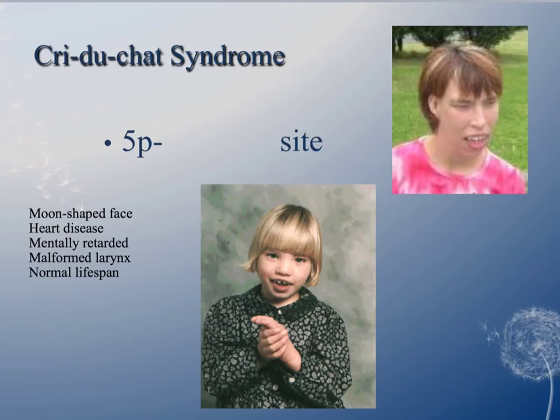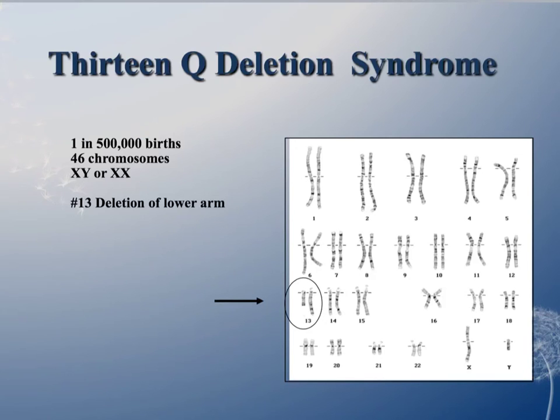Cri-du-chat Syndrome is actually a deletion of a piece of the chromosome on chromosome number 5. Some of the symptoms are having a moon-shaped face, heart disease, but they do tend to have a normal lifespan. Another deletion is the deletion of a lower portion of chromosome number 13. You can see how the number 13 chromosome here, one is smaller than the other.